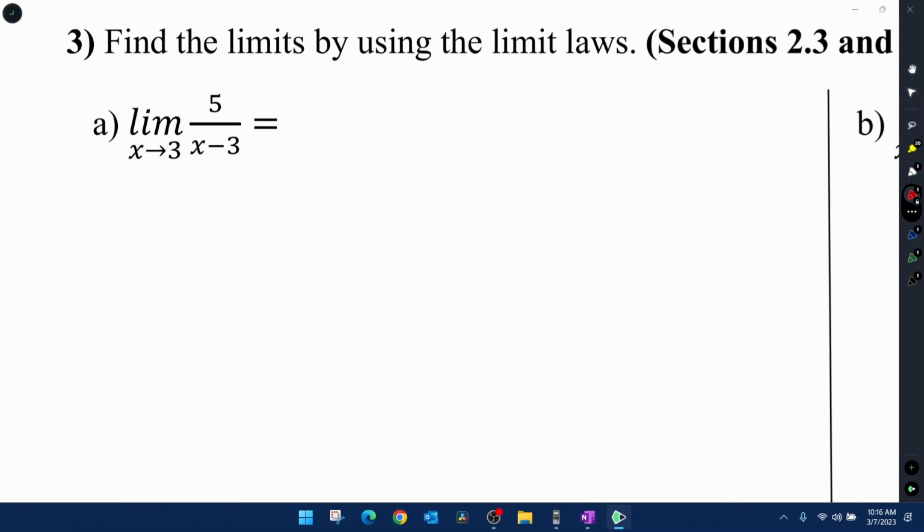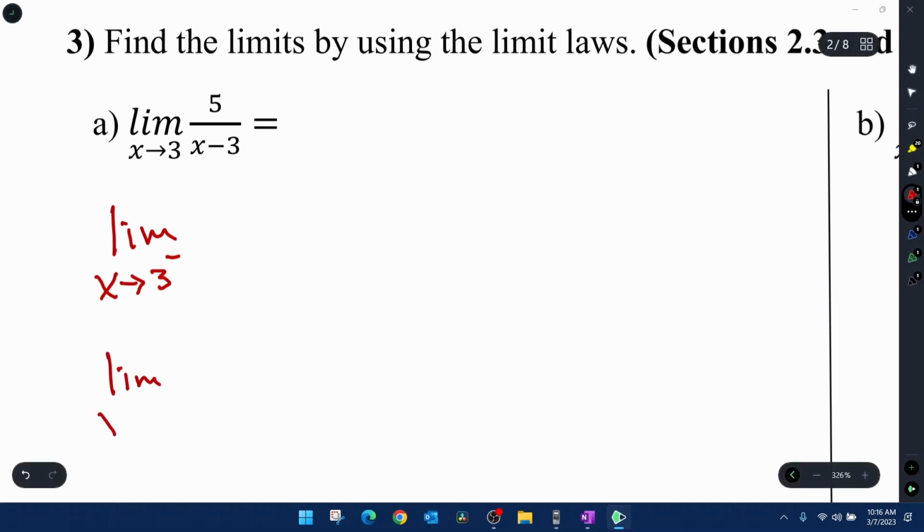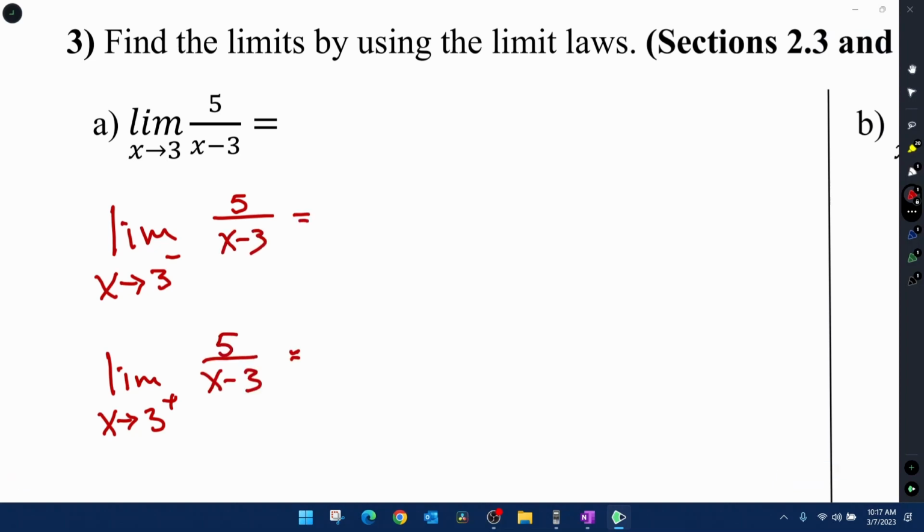But what we can do here is we can consider what happens as we approach 3 from the left, and then what happens as we approach 3 from the right, and see if we can figure it out pretty easily that way. If I approach 3 from the left, that would be like 2.9, 2.99, 2.999. If I do that subtraction, will the denominator be negative or positive?